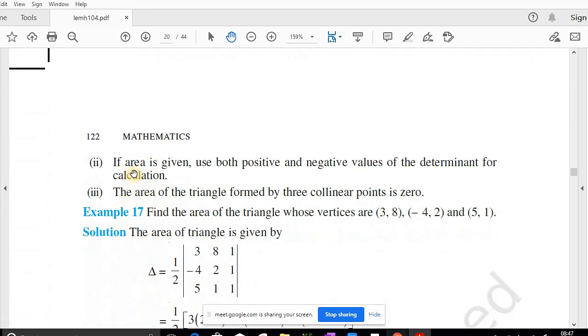Second remark: if the area is given, use both positive and negative values to determine the calculation. If the area is given and we have to find some points, then we have to use the positive value and the negative value to find out the points. And the area of a triangle formed by 3 collinear points is 0. If the three points are collinear, the area of the triangle will be 0.